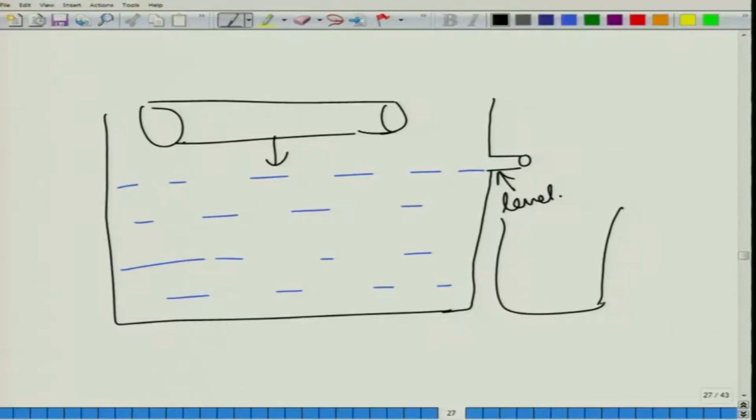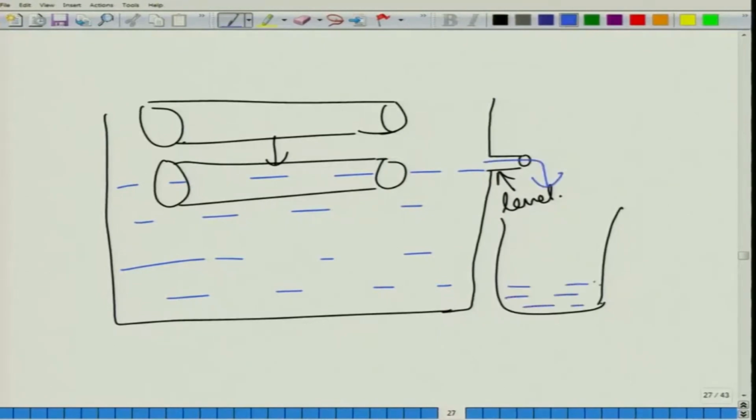What will happen is, in the first case, this wood will float on water. When it does so, it will be displacing some amount of liquid that is equal to its own weight by the Archimedes principle. So, some amount of water will flow out and collect here. So, this level can give us the weight of the piece of wood.